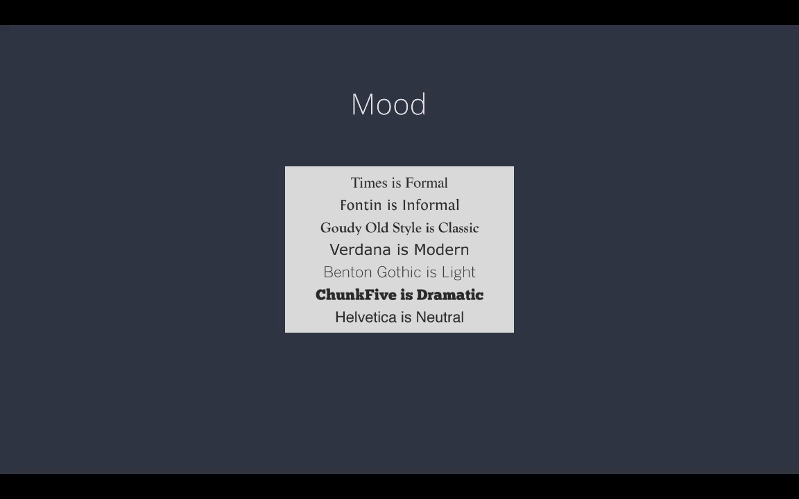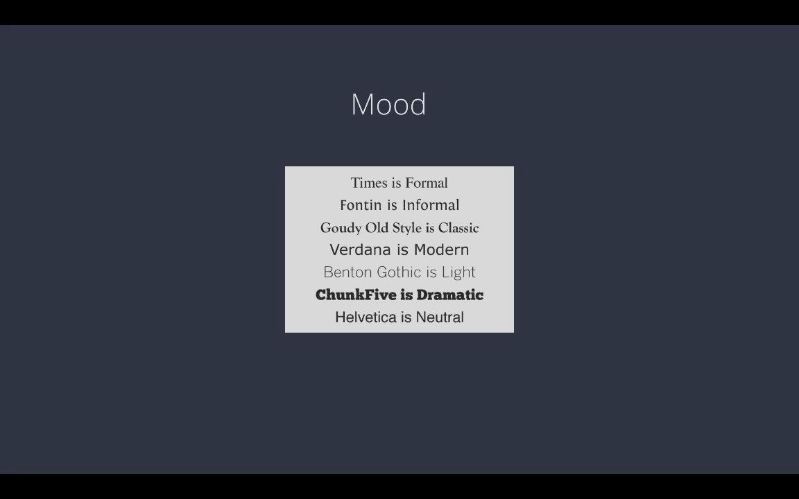Now some typefaces have very distinct moods. For example, Times New Roman, the most commonly used font on earth, is pretty much always going to be a traditional font, which is why it's so commonly used for business correspondence. Now Verdana, on the other hand, has more of a modern mood.